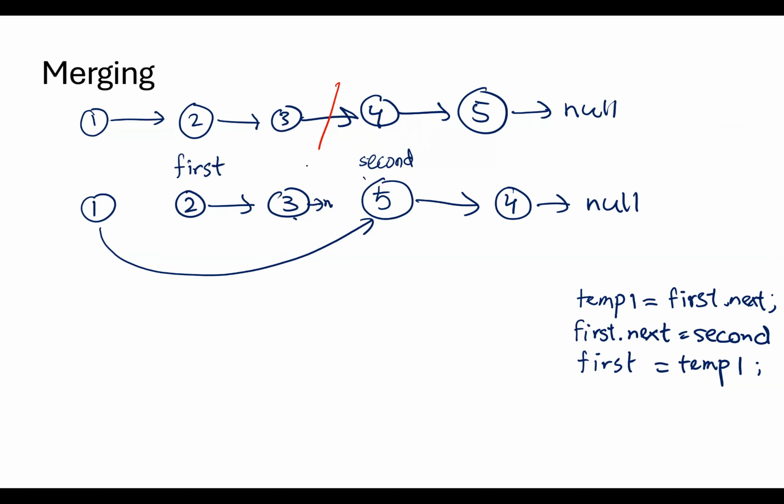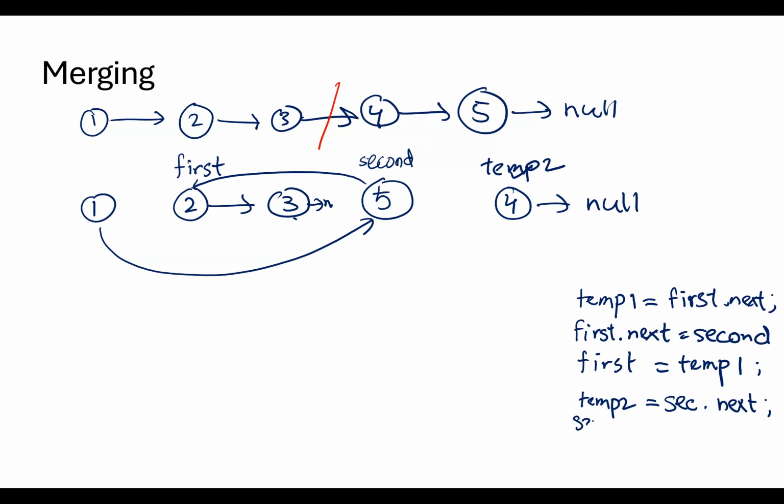My target is now creating a link between this. So if I want to create this, first I have to erase this. So that means I have to save this. So let's keep something called temp2 is second dot next. Okay, so I save this in temp2. Now I can successfully delete this and set this. That means second dot next is set to first.